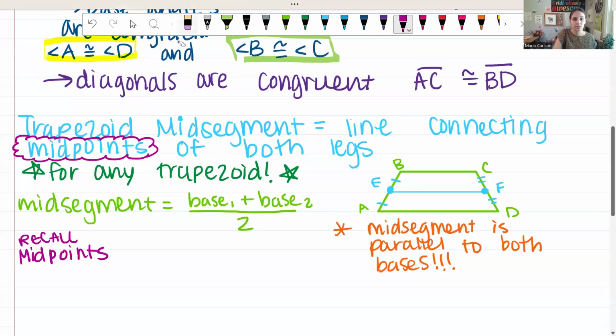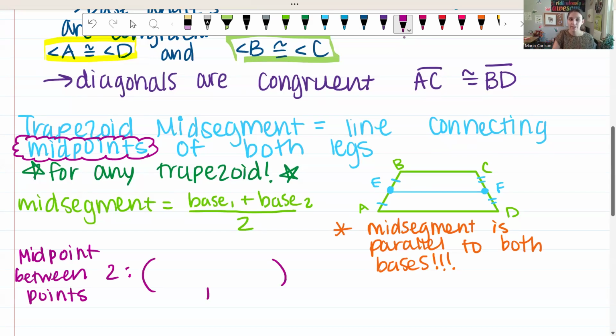I don't like the way it looks. We're just going to write it. The midpoint between any 2 points is always going to be itself a point, right? An (x, y). And it is the average of your x values, x1 plus x2 divided by 2. And that's the x coordinate. And then your y coordinate is the average of your two y values.